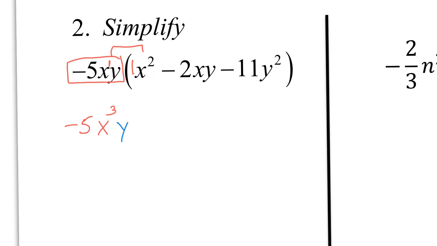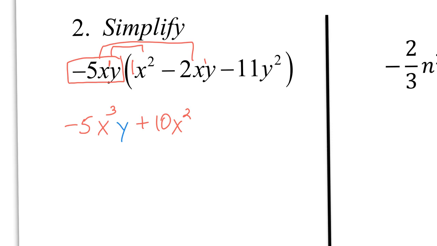So now you move on to the next one. So I'm going to take the negative 5 times the negative 2xy. So I do have the coefficients. The negative 5, you multiply by the negative 2. And we have a positive 10, negative 5 times negative 2. And I do have an x to the first power times an x to the first power inside of the parentheses. So that's going to be x squared. Now we do have a y outside, a y inside.